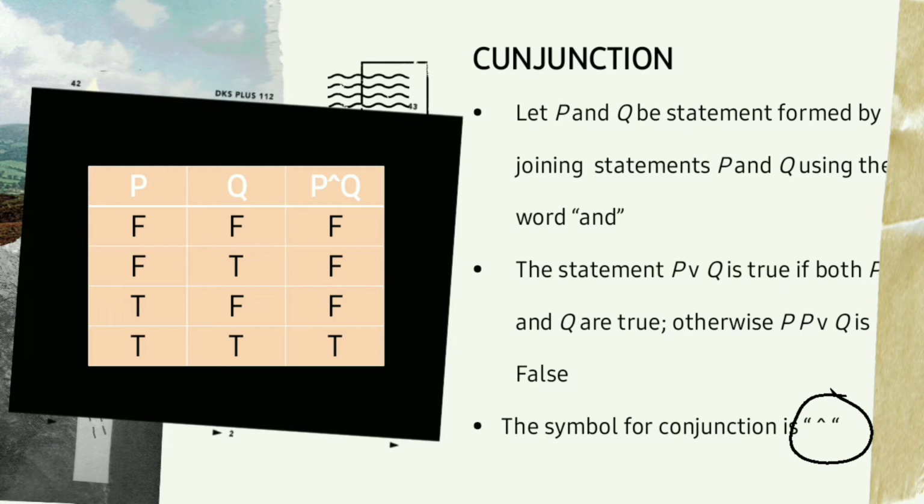So you read this statement as P and Q, which is true if both P and Q are true, otherwise P and Q is false. So this is the example of a table for conjunction.